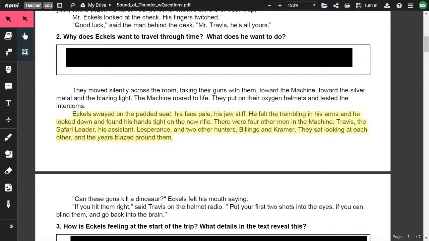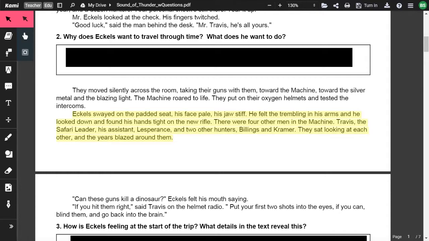There were 4 other men in the time machine. Travis, the safari leader, his assistant, L'Esperance, or however you say his name, and the 2 other hunters, Billings and Kramer. They sat looking at each other, and the years blazed around them.